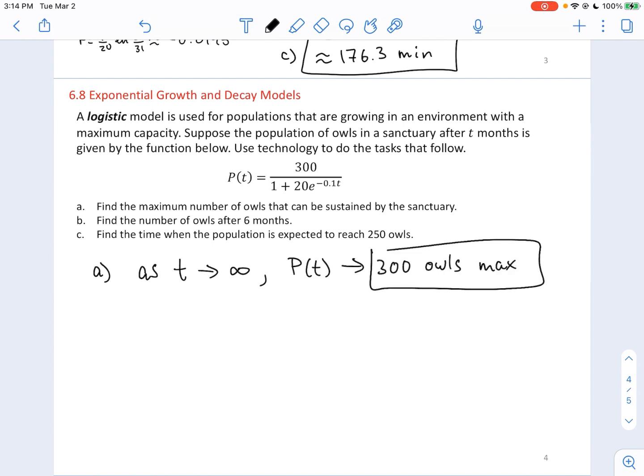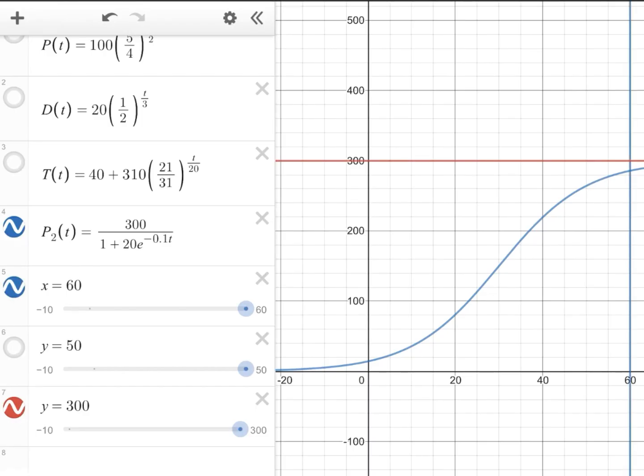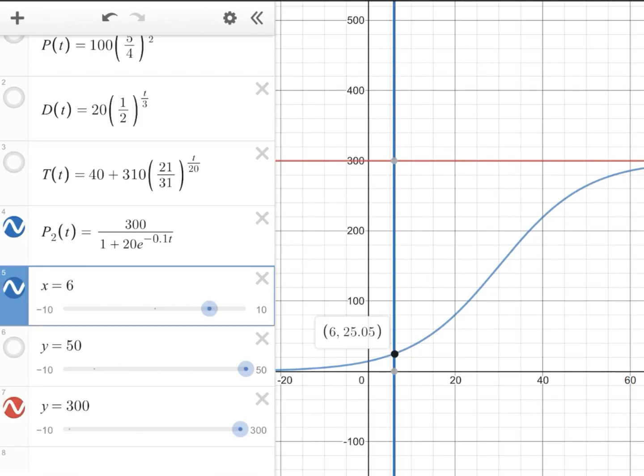So that's our max. Find the number of owls after 6 months. Well, t is measured in months, so I can just plug in t equals 6. Population at time 6 months, and I'm just going to do that with a vertical line at 6. So we expect our population at 6 months to be 25.05.